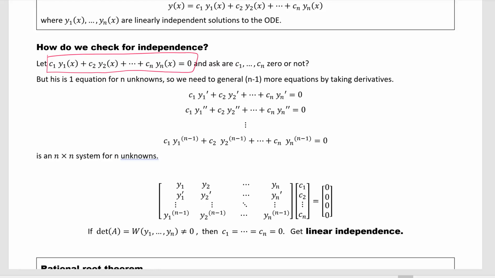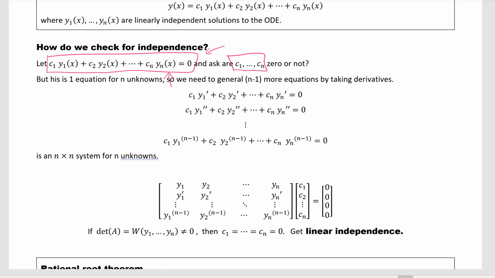If all the ci's are 0, when we plug in the ci's, we just get 0 equal to 0. So it means we know nothing about the functions, so no relationship among the functions. So we have linear independence. If one of the ci's is not 0, then we have linear dependence. So this gives us 1 equation, and here we have n unknowns.